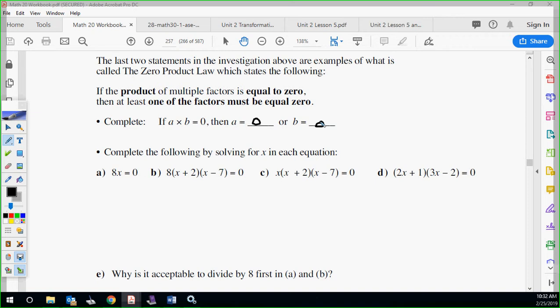Okay, let's complete the following by solving for x in each equation. So we solve for x here. X is 0. For this one, you could divide by the 8 if you want, but you can see it's really not relevant, right? Because what makes x plus 2 equal 0? Negative 2. What makes x minus 7 equal 0? Plus 7. So what they're showing you here is this 8 doesn't change your zeros at all.